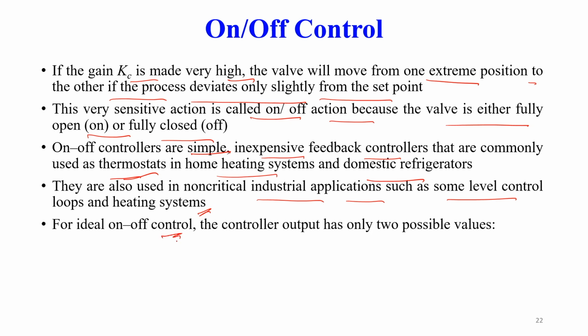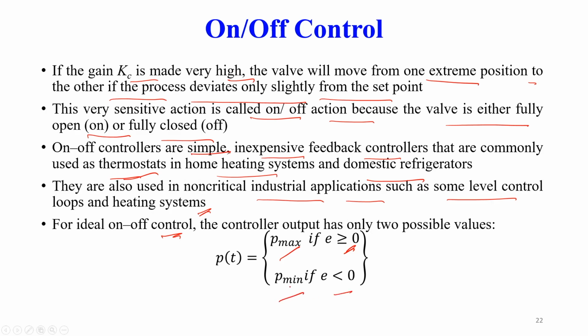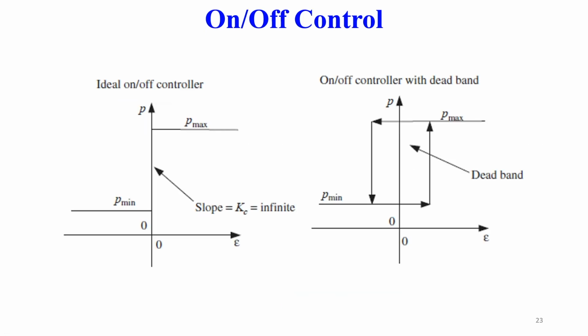For ideal on-off control, the controller output has only two possible values that can be expressed mathematically as well. If the error is greater than 0, automatically it will reach the one extreme, P max. If it is less than 0, it will reach the other extreme, that is the P minimum value. You can see the response here. This is the error, and you just see the value is still 0 without any deviation. Kc value is very high. So, in response, at one moment it can reach the P maximum, and at another moment it can go to the P minimum.